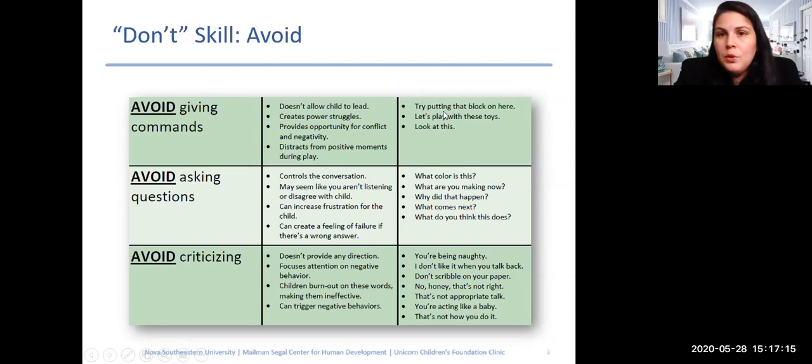So here are some examples. You could say, put that block on here. These are some examples of how to give commands. Let's play with these toys. So we want to avoid saying things like this. We also want to avoid asking questions.